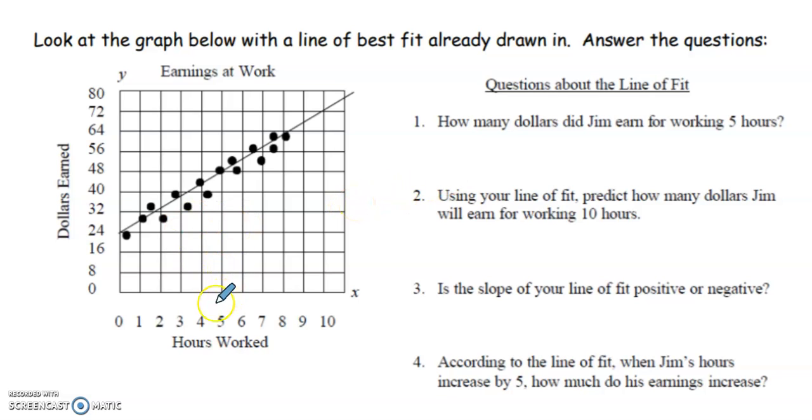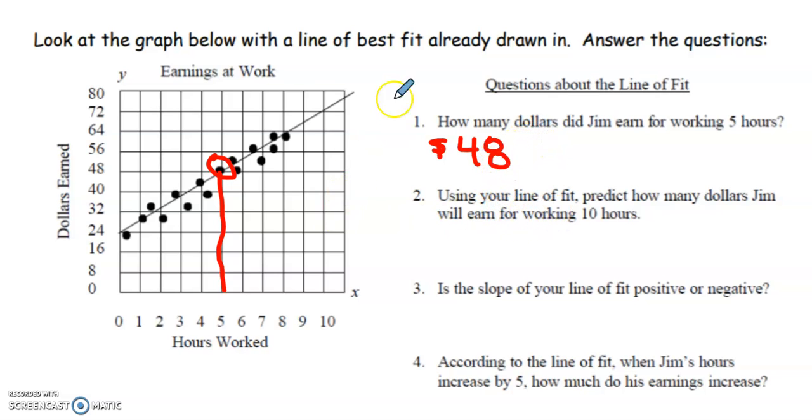So we're going to estimate. Here's the 5 hours he worked. We're going to go up there, and it looks like right there. So it looks like he earned about $48. All of the questions in Schoology are multiple choice, so you don't have to be exact. So he earned about $48 for working 5 hours.